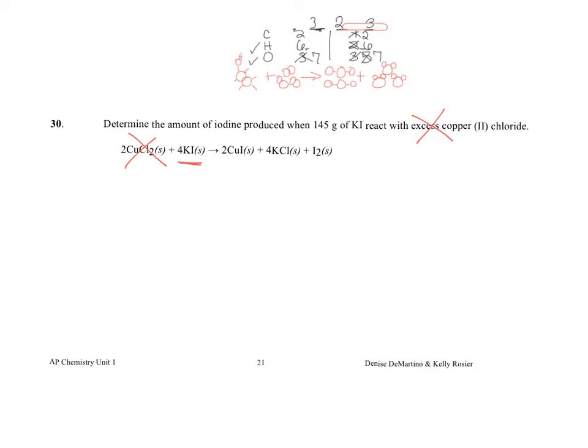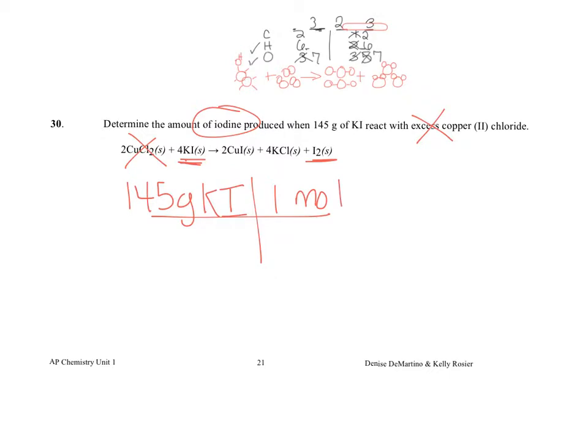So we have 145 grams of potassium iodide. And we need to relate it to iodine. So this over here, okay? What we're going to start with is dividing by its molar mass, okay? And potassium iodide, if you look at your periodic table, should be about 166.01 grams, okay? And now I'm in the mole.